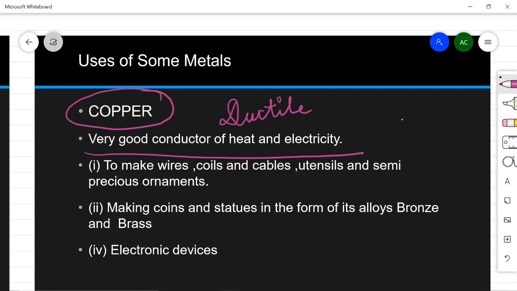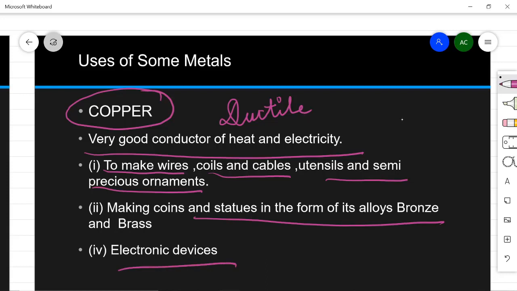So both the properties are there, that is why it is used in making electrical wires, to make coils and cables, utensils and semi-precious ornaments. Then making coins and statues in the form of its alloys, bronze and brass. Bronze and brass are alloys in which copper is used, and from them we make coins and statues, and it is also used in some electronic devices.